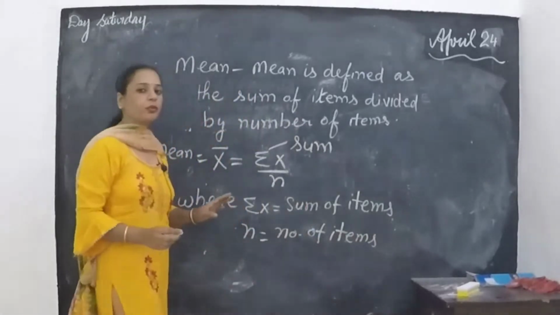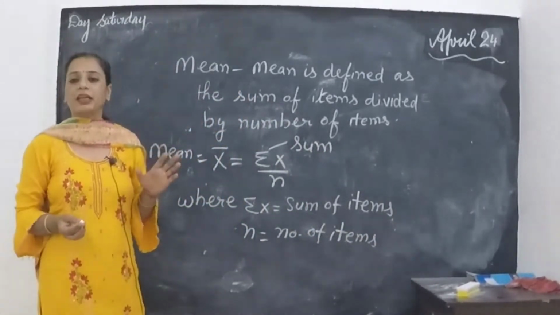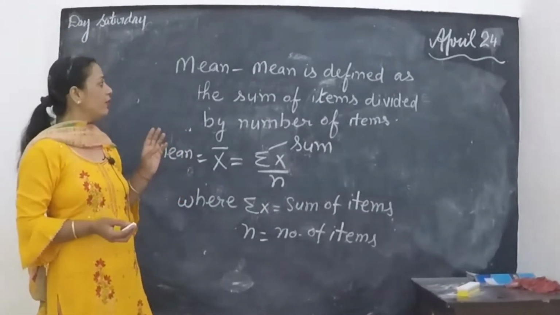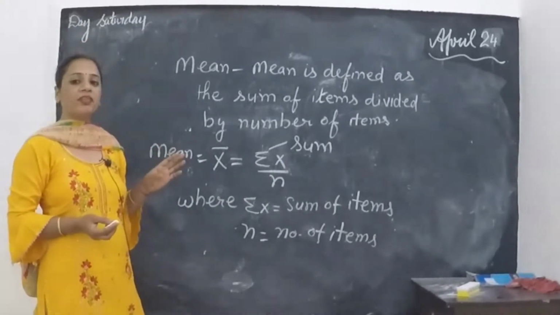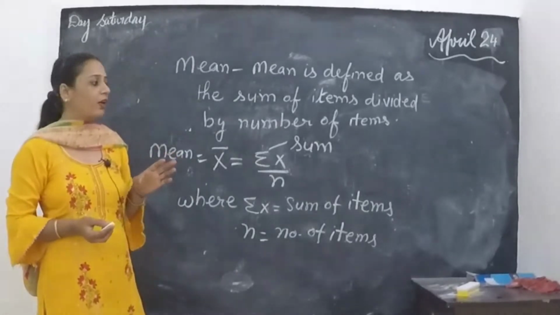Now I have told you the meaning of mean. Now I will tell you how to calculate mean. There are different methods for calculating mean. First is direct method, then shortcut method and step deviation method. I will explain these methods one by one.